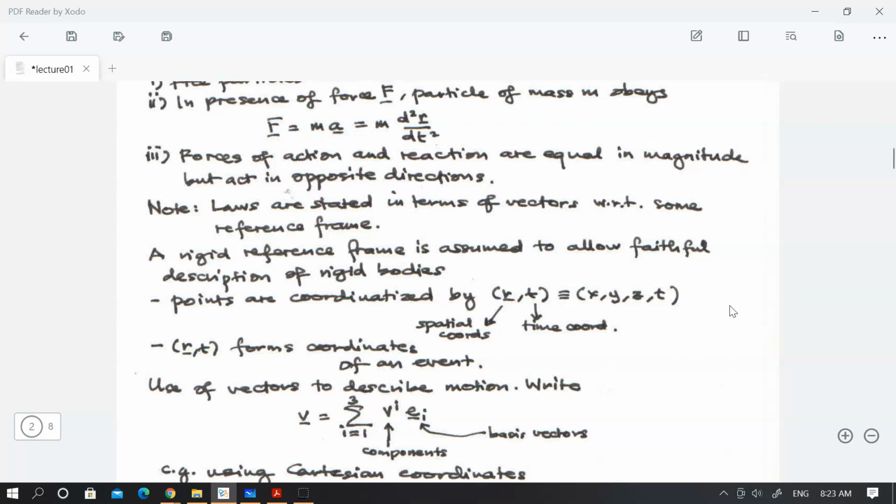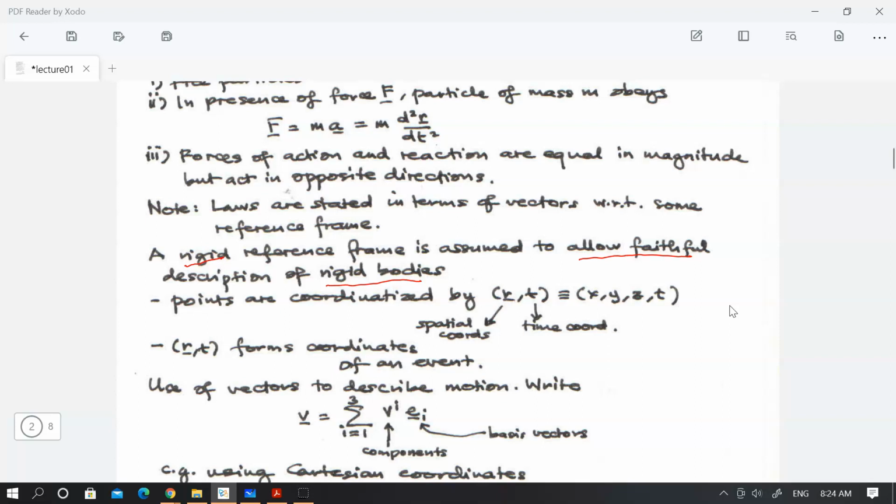Right. The kind of reference frame that we normally attach to a mechanical system is what we call a rigid reference frame. So why is this actually important? Because it allows you to faithfully describe rigid bodies. So if it's rigid in one frame, then it should also be rigid in another frame. You will see that this fact is going to change a little, okay, in the context of special relativity.